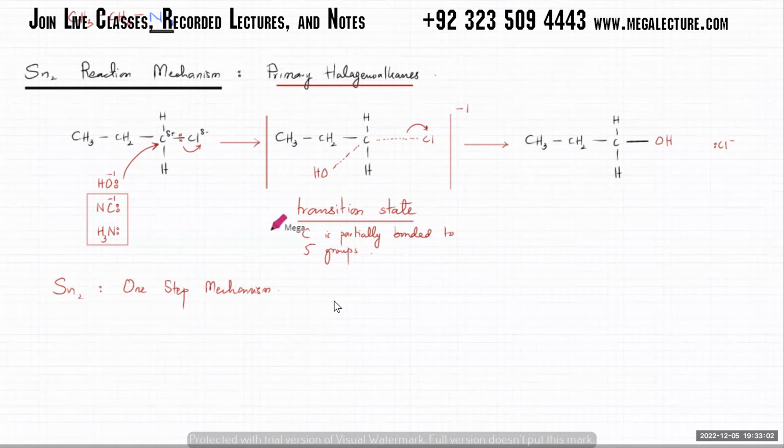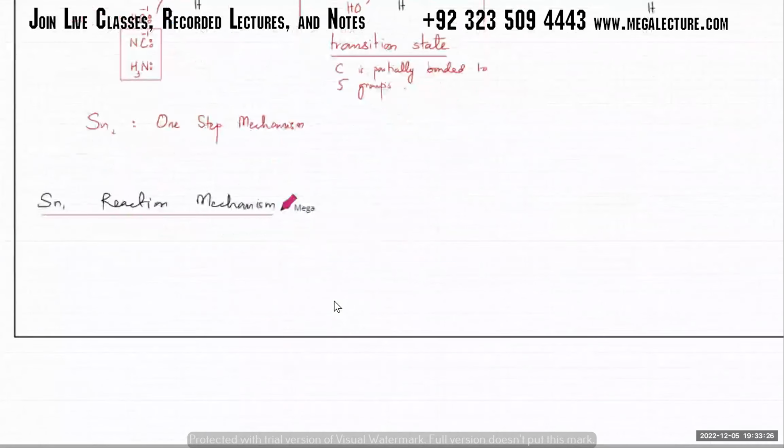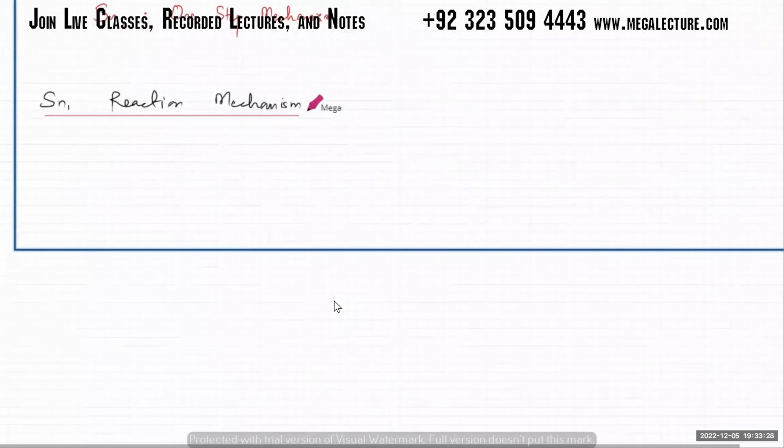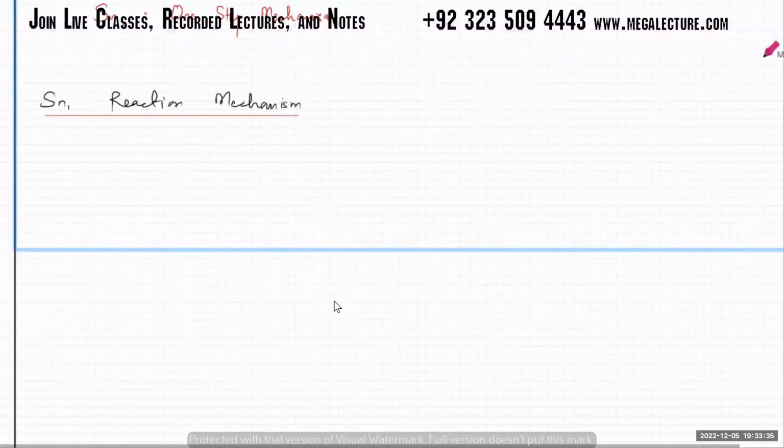Now, the next one is an SN1 reaction mechanism. What happens in this is, it happens for tertiary halogenoalkanes.